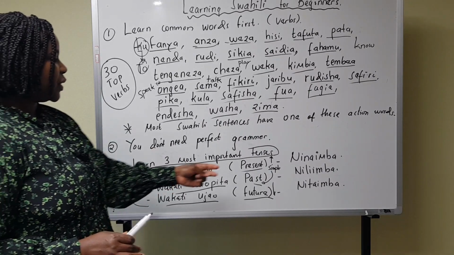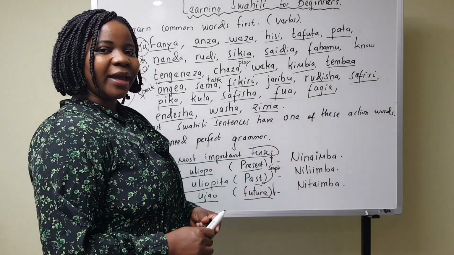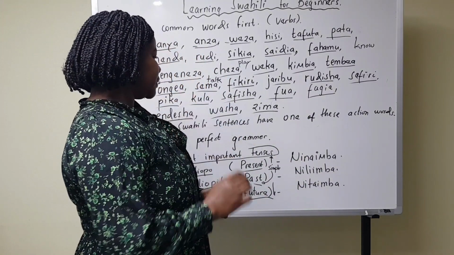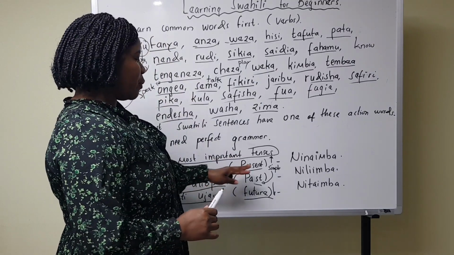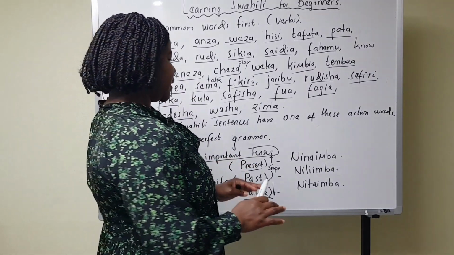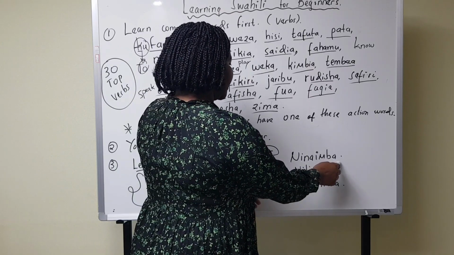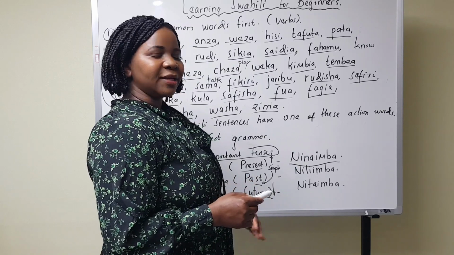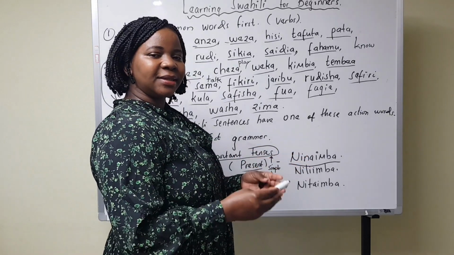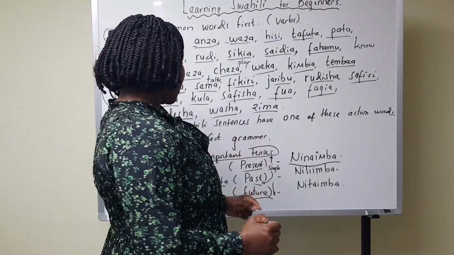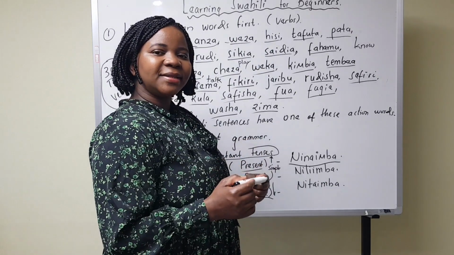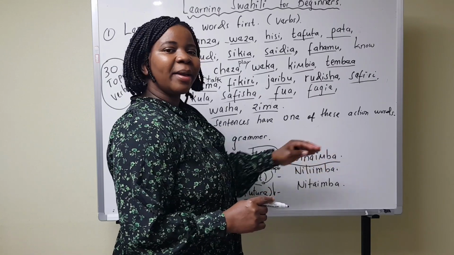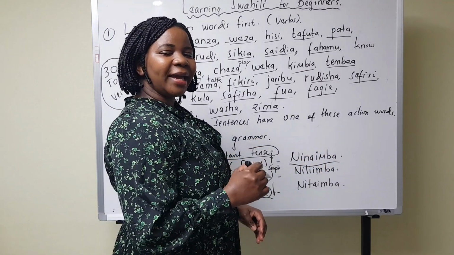For example, these are Swahili sentences or examples, okay? And wakati uliopo, which is present tense, the sentence said ninaimba. So this is present tense. Wakati uliopo, present tense, ninaimba.